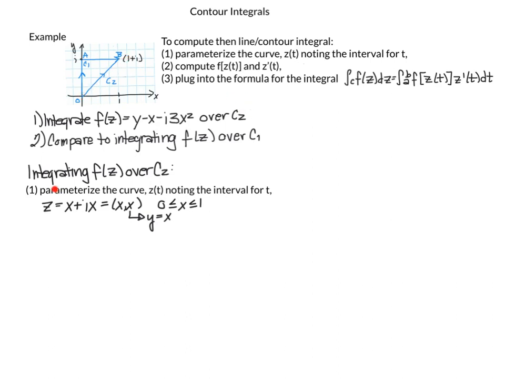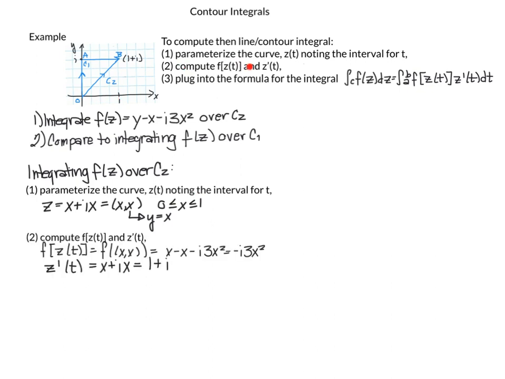So the first step is we need to parameterize the curve z of t, noting the interval for t. So here, the curve is y equals x, it's just the y equals x line. So I can parameterize this as x and x. Again, this captures the idea that this y coordinate is equal to x, and that's also equal to x plus ix. I can express this as x plus ix, and x is going to go from 0 to 1.